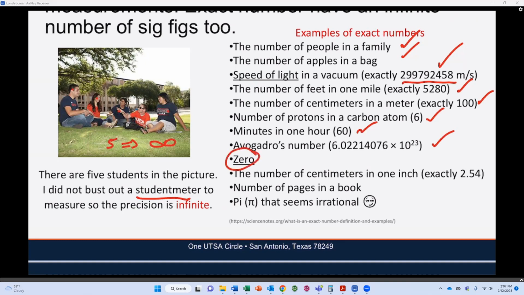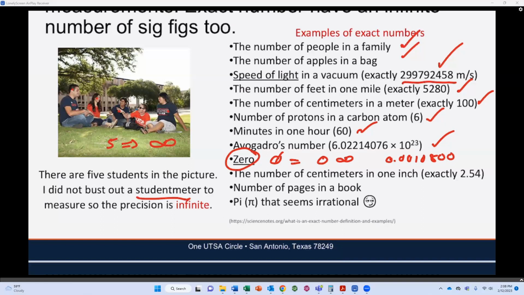Oddly enough, 0 is an exact number, but not when it's part of another number. In other words, 0 just by itself has an infinite number of significant figures. When you start adding zeros into numbers, well, it depends on the rules that we just talked about. So don't get confused there. If it's just 0, it's an infinite number of significant figures.